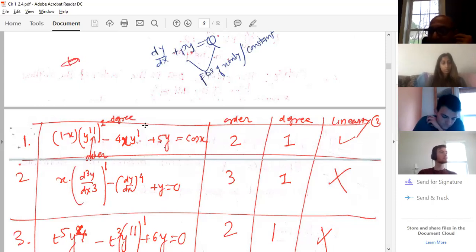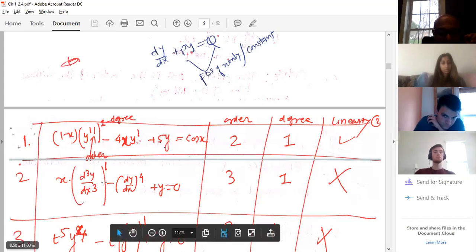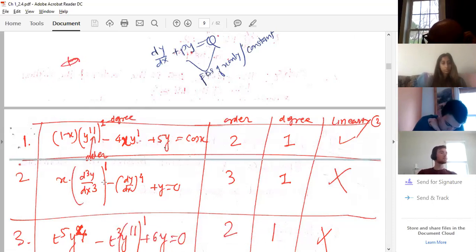Let's go for Campbell. Explain to me the second one. Don't look at the answer. If you already looked at the answer, explain to me why the order is this one, the degree is this one, and whether it is linear or not. I haven't looked at the answer yet, sir.